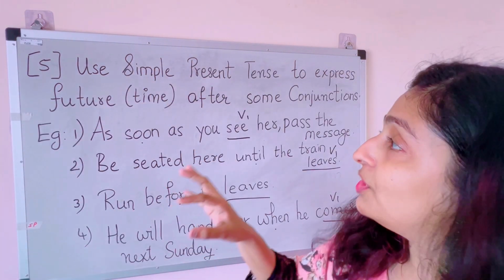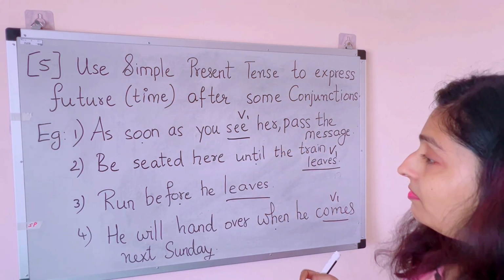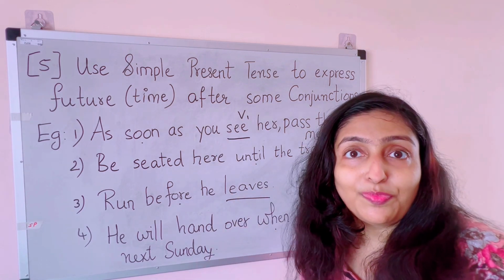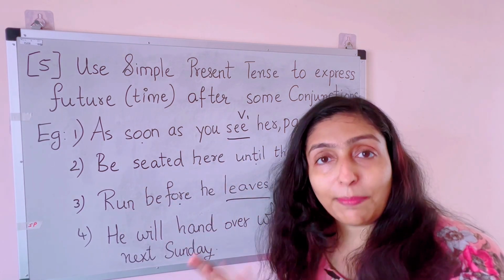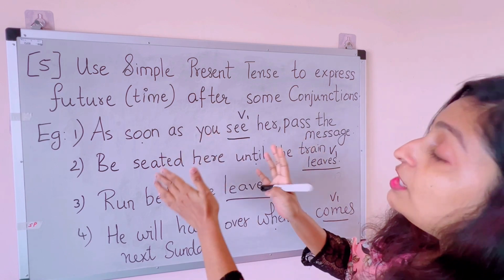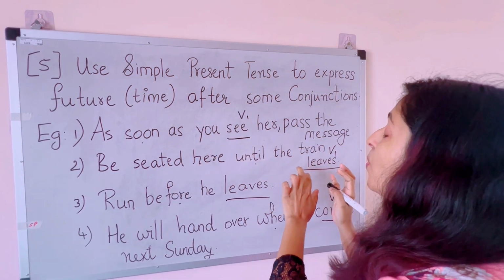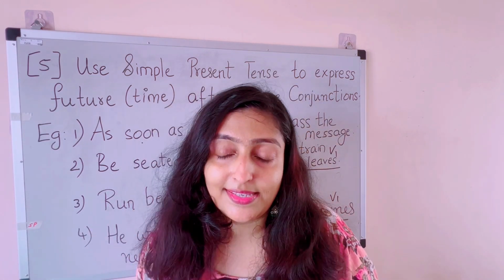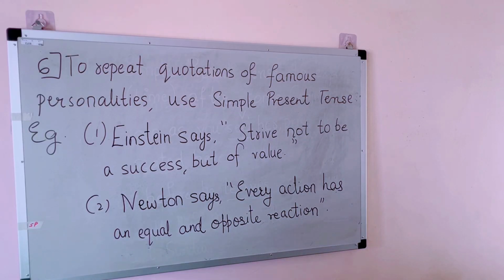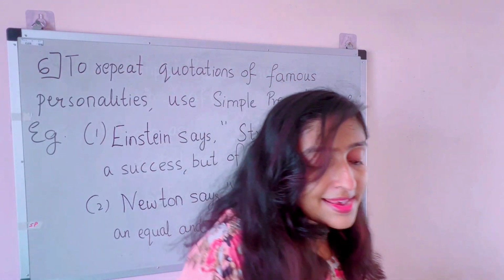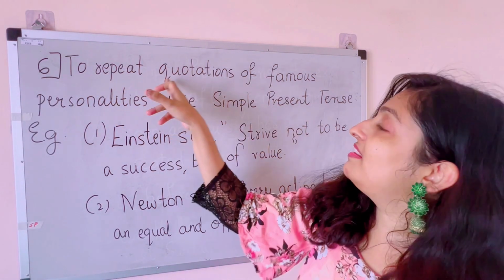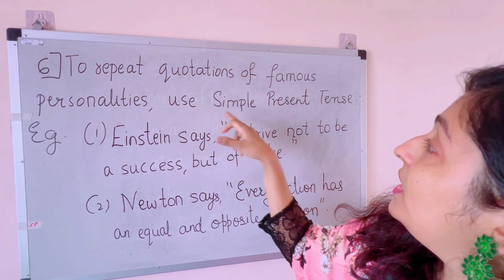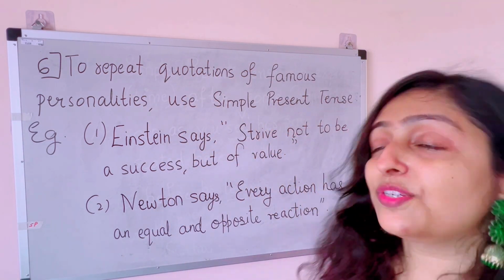So what is the condition that is to be followed? This is expressing the future time. The action that is taking place is in the future. But when we use these conjunctions, the verb that follows is in simple present tense. Here we have rule number 6, that is, to repeat the quotations of famous personalities, we use simple present tense.